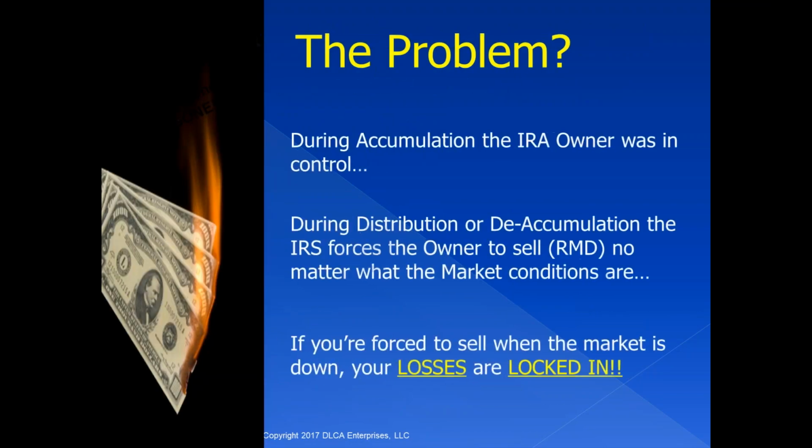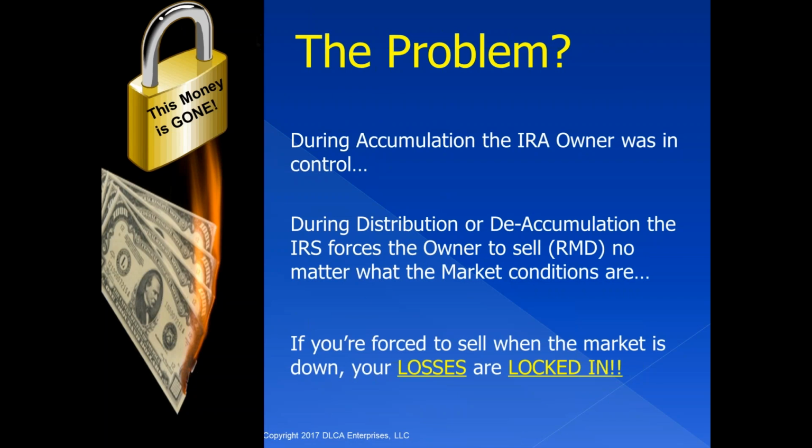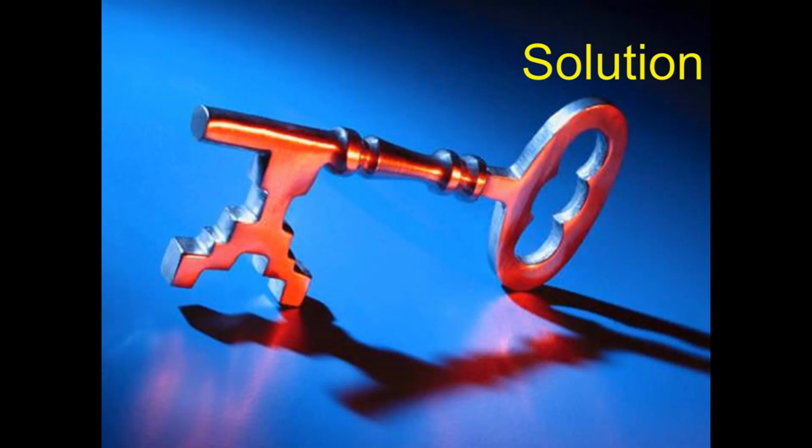So here's the problem. During accumulation, the IRA owner had some control because they weren't forced to sell. During distribution or deaccumulation, the IRS forces the owner to sell up to the RMD amount no matter what the market conditions are. So they're forced to sell when the market's down, and folks, those losses are locked in. That money's gone. So we've got to have a solution to this, and here's my solution.